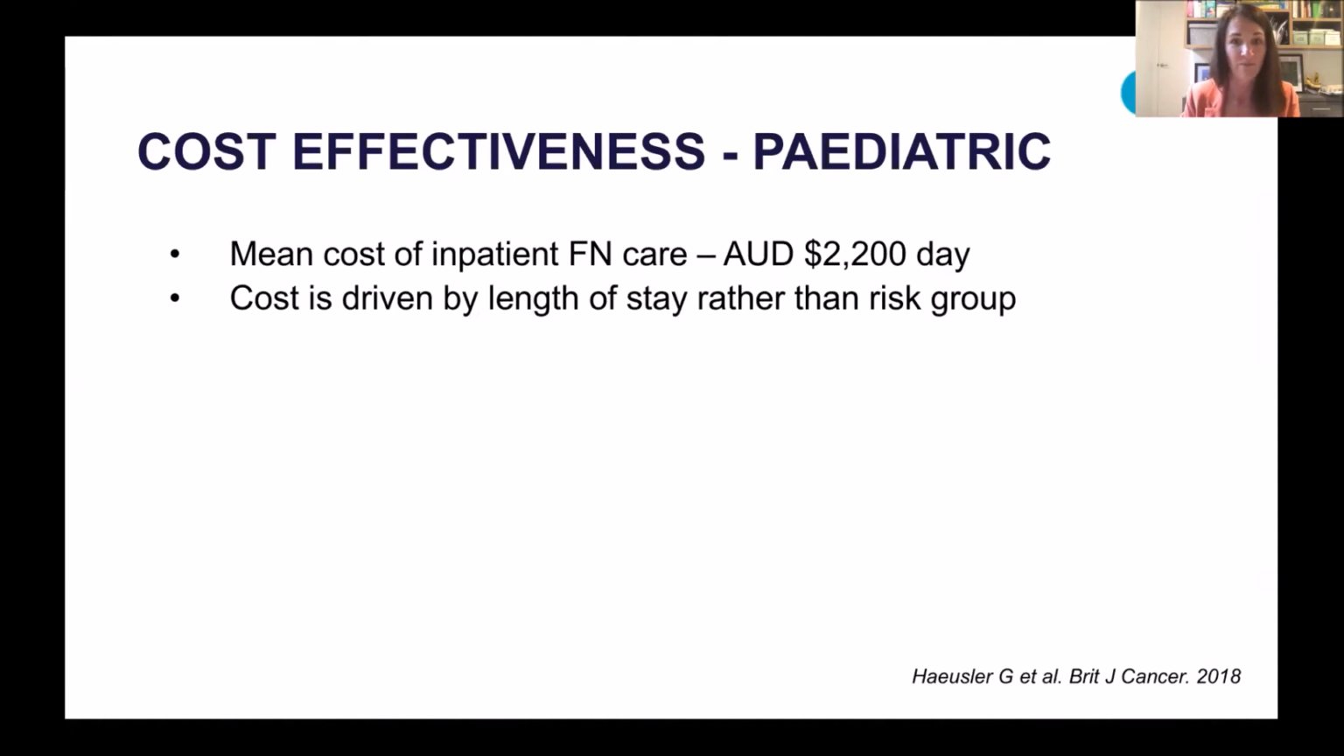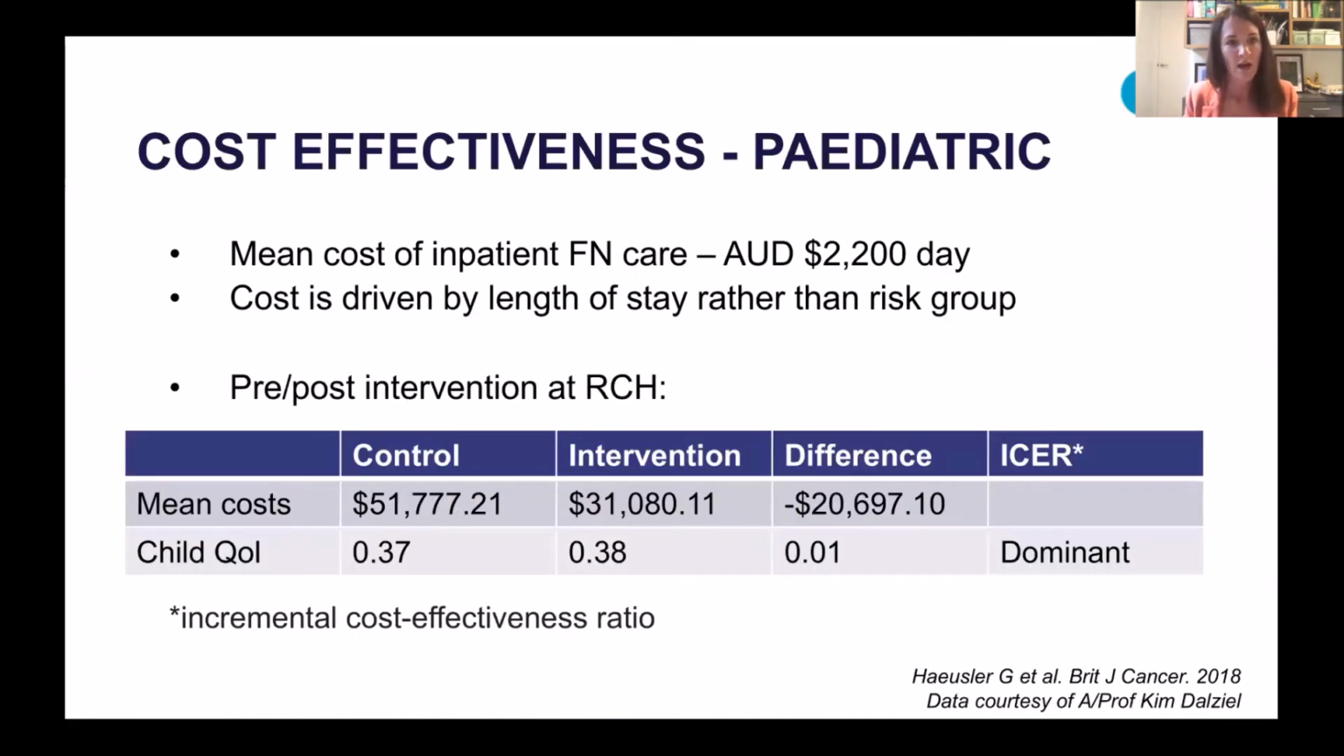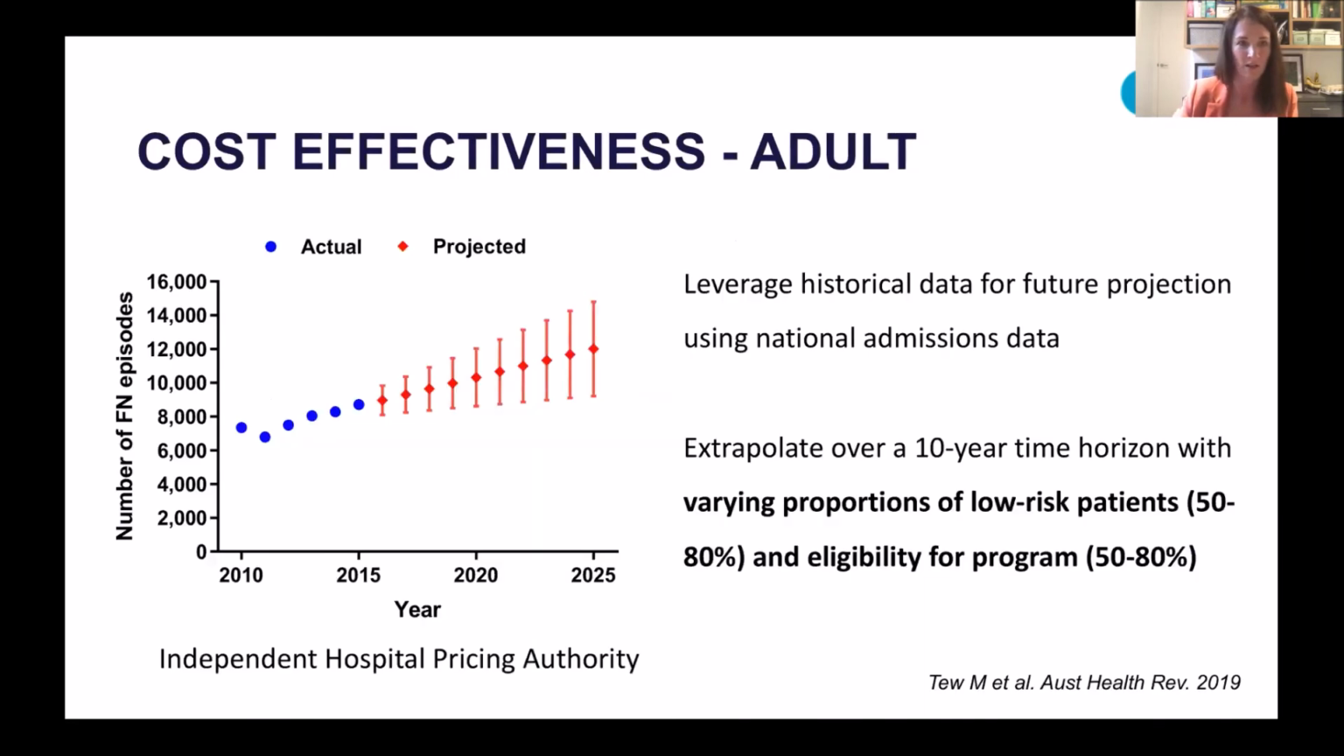Cost effectiveness is a really important factor to look at. So the mean cost of inpatient febrile neutropenia care for both adults and paediatrics is $2,200 a day. And the cost is really driven largely by the length of stay in hospital rather than the particular risk group that you're in. This data is really hot off the press, and it's come courtesy of health economist Kim Dalziel from University of Melbourne. She's looked in more detail at the cost savings of the paediatric pre and post program, and there is actually a mean cost difference, in favour of the program, of $20,000 per patient. So really a cost effective program once it's up and running effectively.